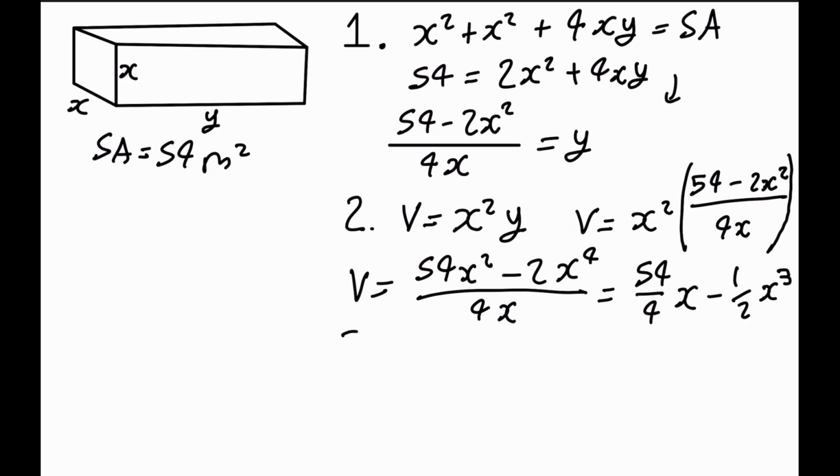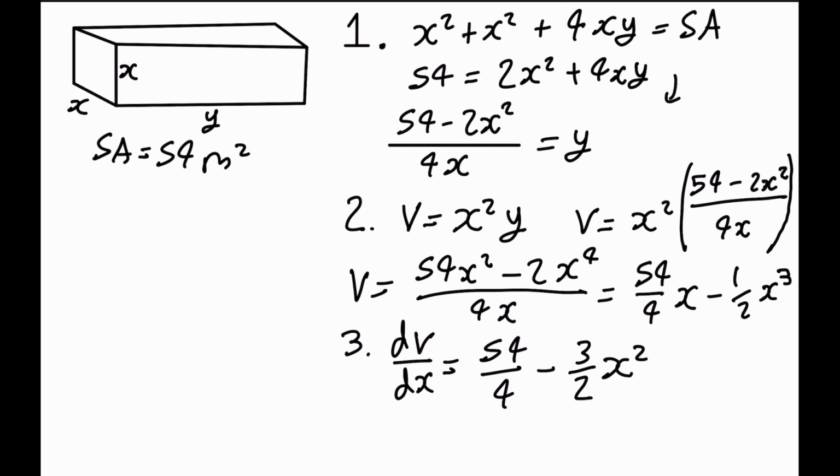Now in the third step, what we can do is differentiate in terms of x, so we'll have dv over dx, which is equal to 54 over 4, because we reduce the power by 1 and multiply it by the power, which is 1, minus 2.5 times 3, which will be 3 over 2. And then we will reduce the power to get x squared. So this is dv over dx.